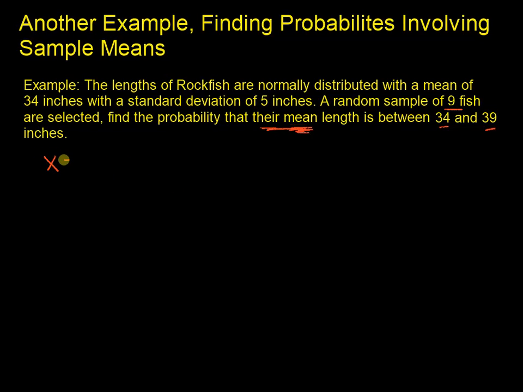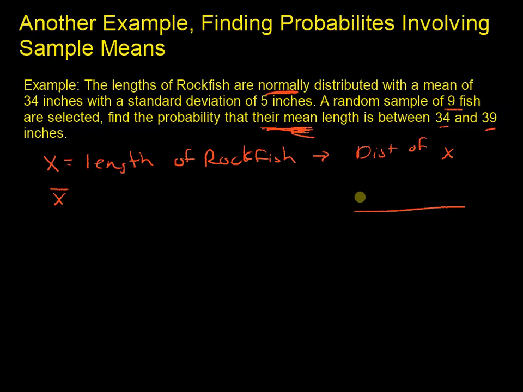Okay, so let's go ahead and define x. X is going to be the length of rockfishes, and so x bar will be the sample mean of the lengths of rockfishes, right? Now, x is normally distributed. It says that right here: the lengths of rockfish are normally distributed. So the distribution of x is normal, and it has a mean of 34 and a standard deviation of 5. That's all given there in the first sentence.